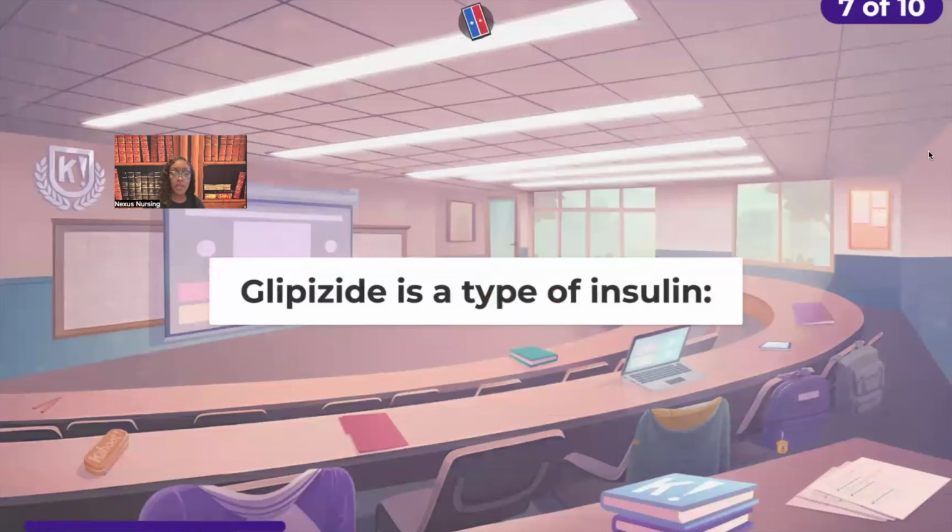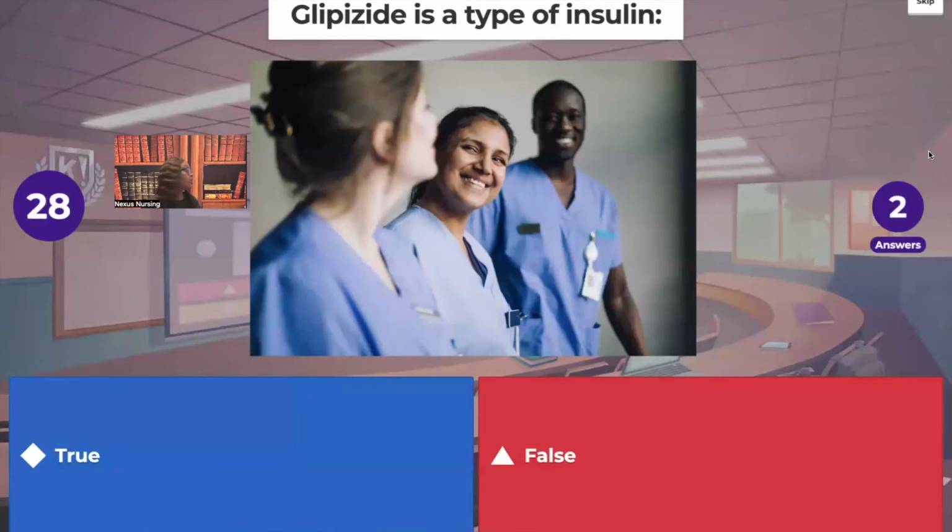True or false? Glipizide is a type of insulin. Is this true or is this false? Glipizide.